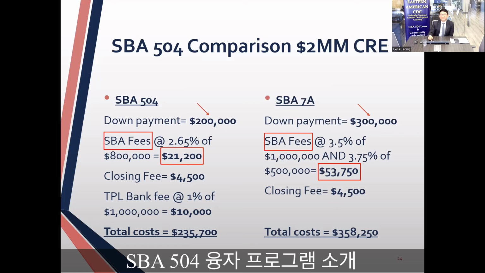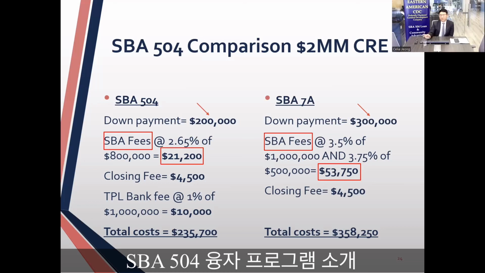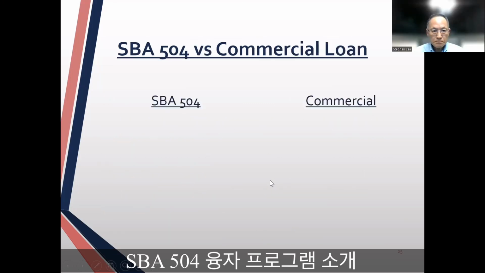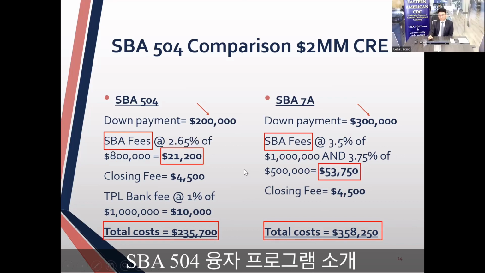$21,200. But the SBA 7A loan, which is arranged by commercial lenders, when you go to a bank to sign an SBA loan, this is the SBA 7A loan. It's much more expensive than what we offer. So, initial payments. I cannot see. Anyway, it's much smaller than what the SBA 7A does.